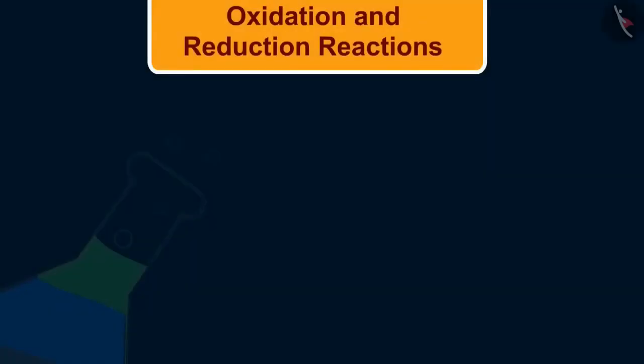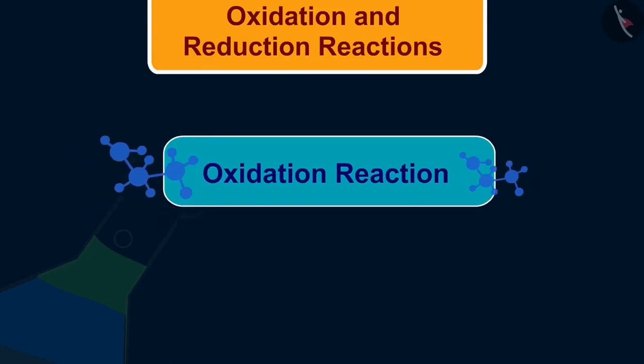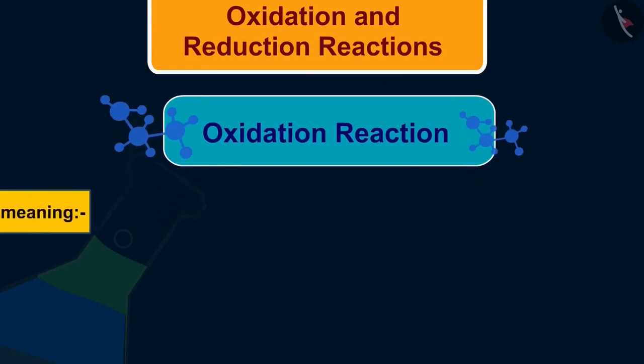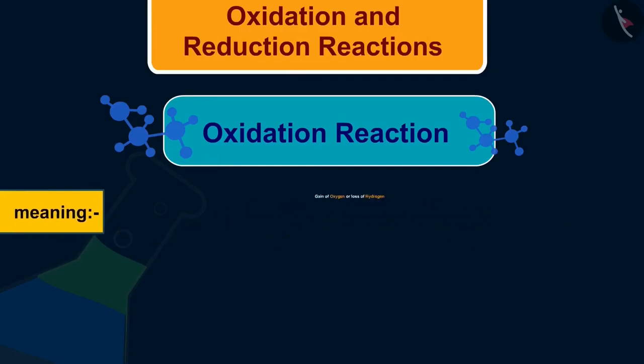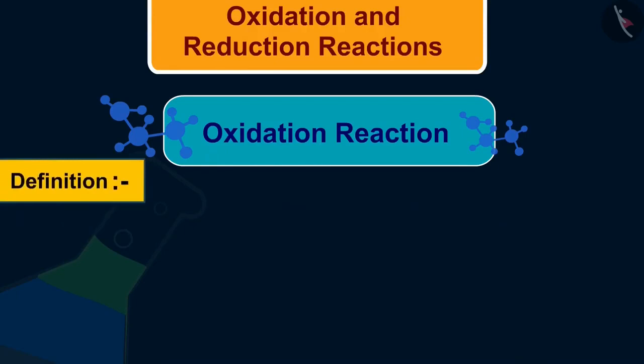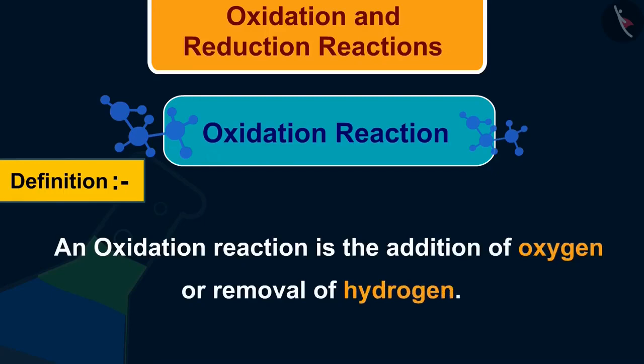Let us now begin with our topic, which is oxidation reaction. So, the word oxidation tells us that it means gain of oxygen or loss of hydrogen. So how do we define oxidation reactions? An oxidation reaction is the addition of oxygen or removal of hydrogen.